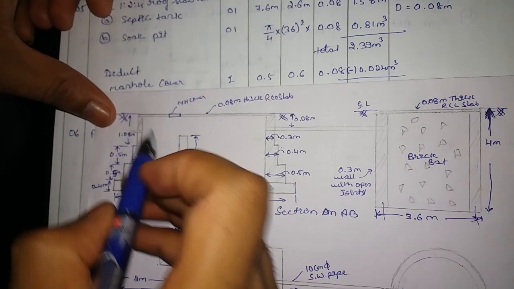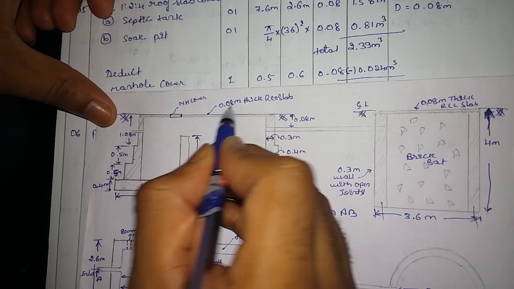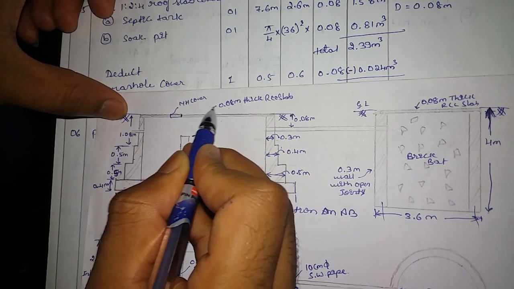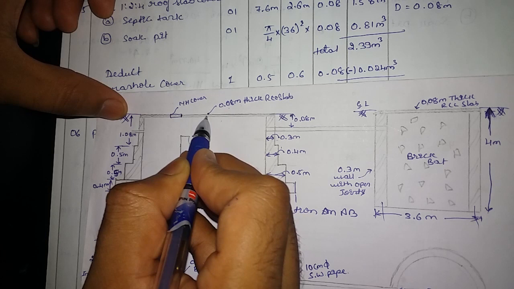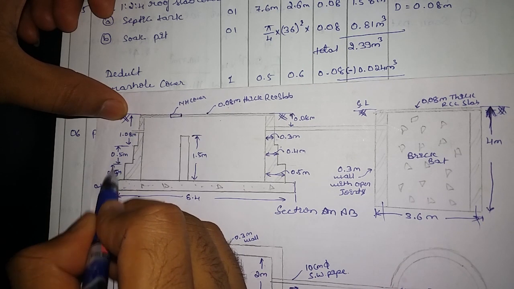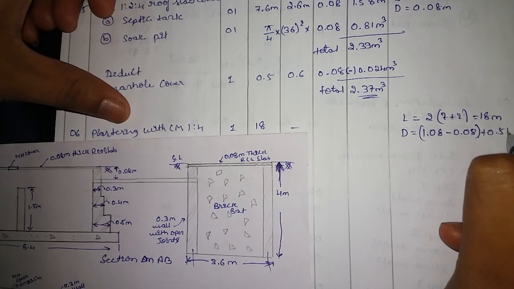See here in the sectional elevation, the thickness of the RCC slab cover is 0.08. So this starts from top to top. So in 1.08 I'm subtracting this 0.08 thickness, so that I will get from here to here. Then I'm going to add 0.5, then again 0.5. See here, plus 0.5 plus 0.5.